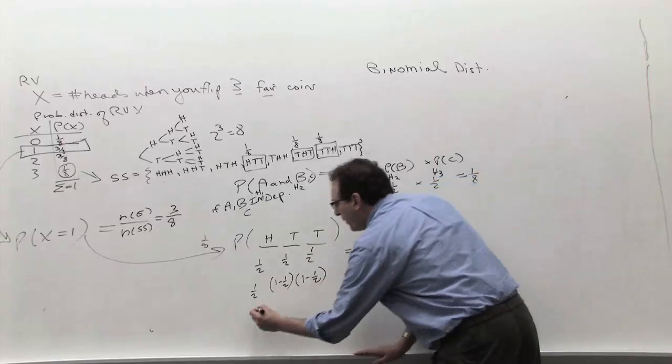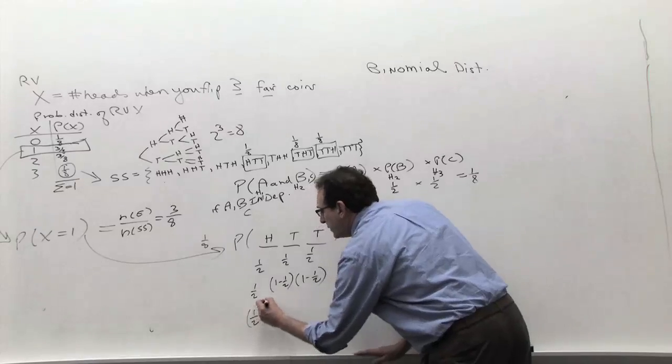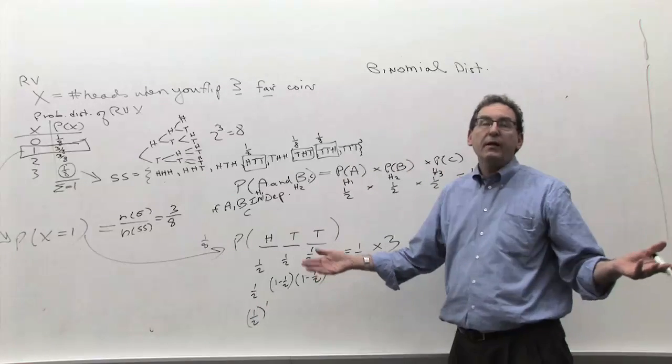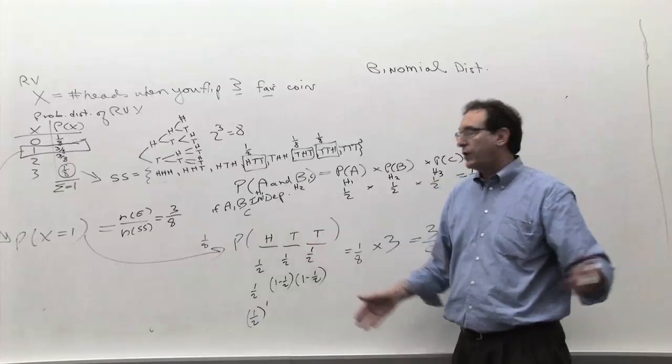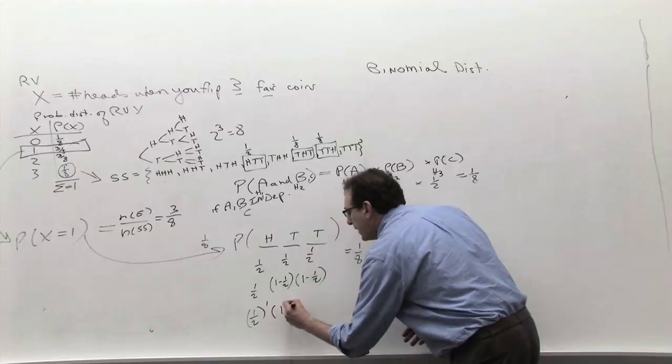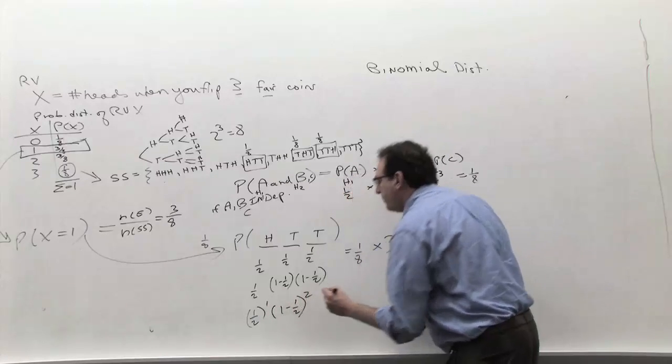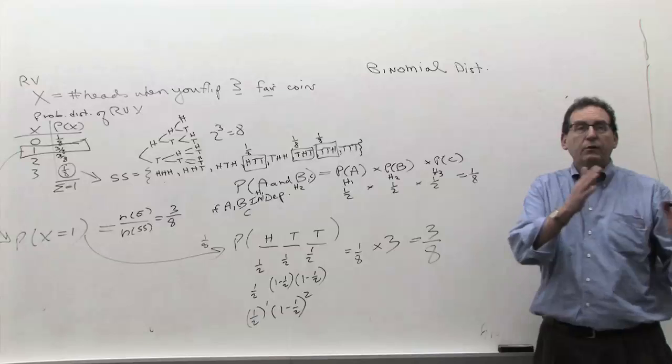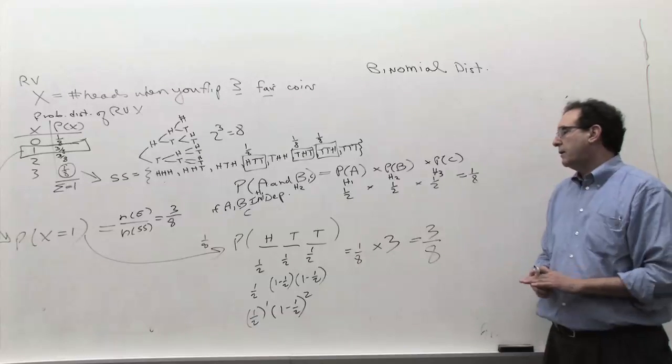Okay, and I'm going to write this 1/2 raised to the 1 power. Now 1/2 to the 1, anything to the 1 power, to remind you, is the same thing, doesn't change anything. But I'm going to write 1 minus a half raised to the 2nd power. Why is there a 2 there? Because there are 2 tails. Tail times tail, so it's tails times tail.